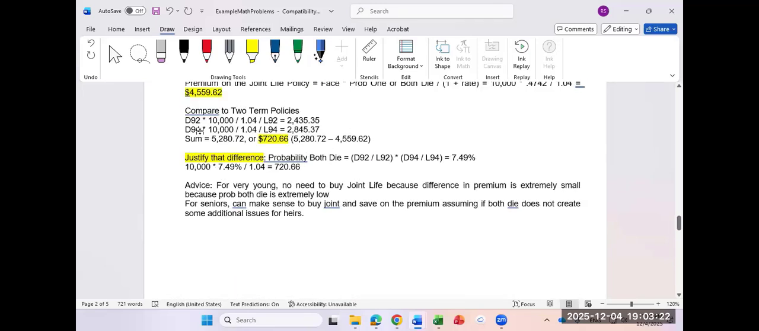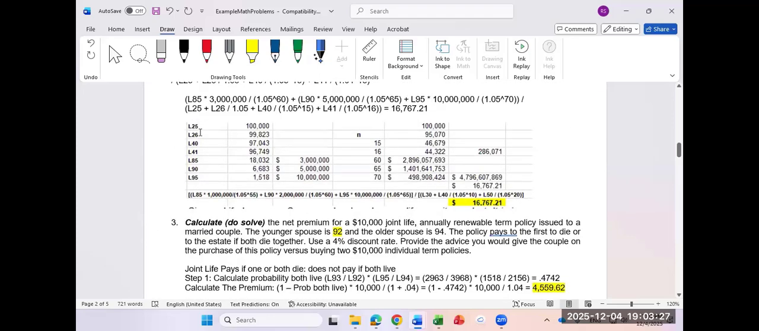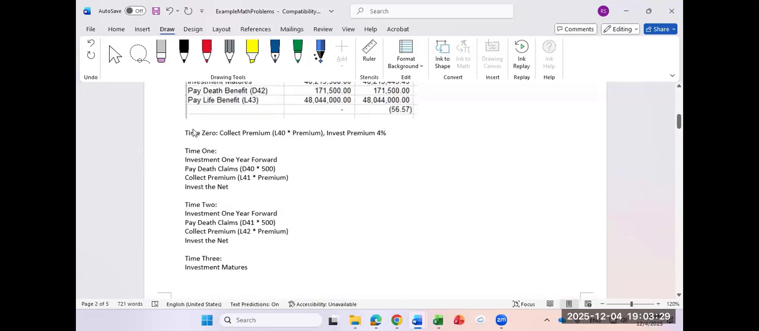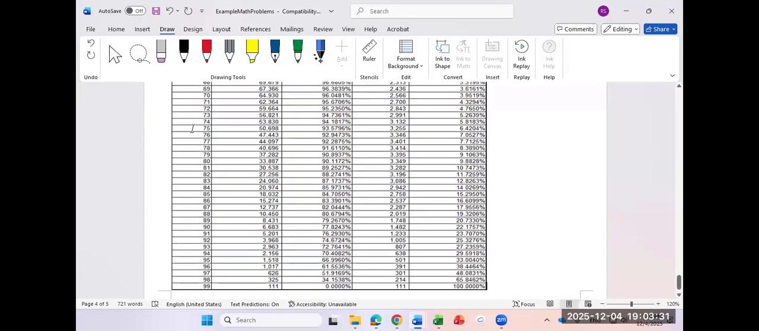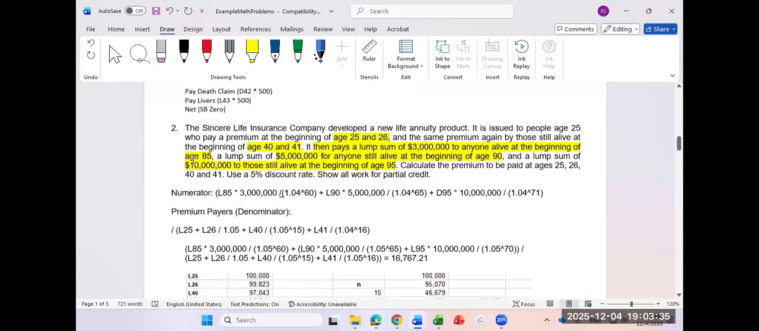I don't see the final problem. All right, so I've worked everything on the exam except for the ALM problem.